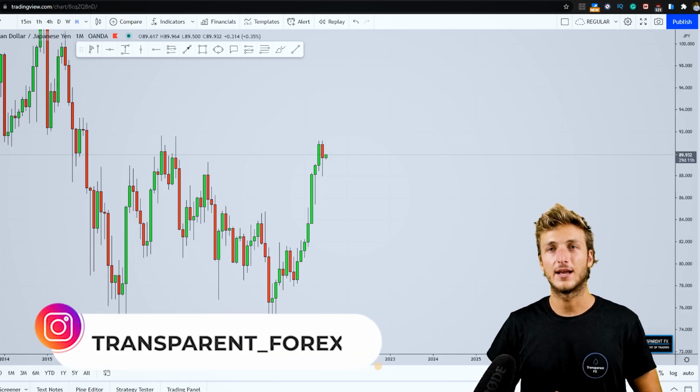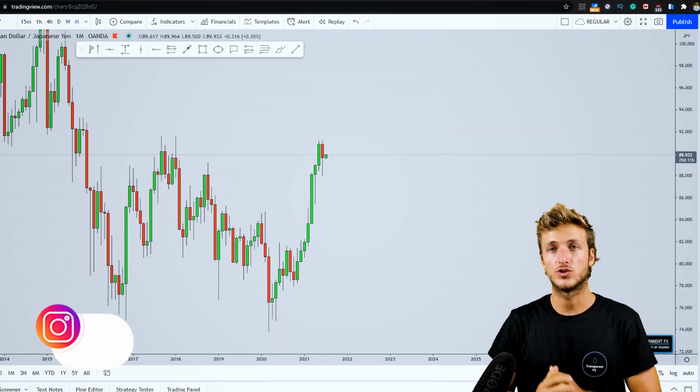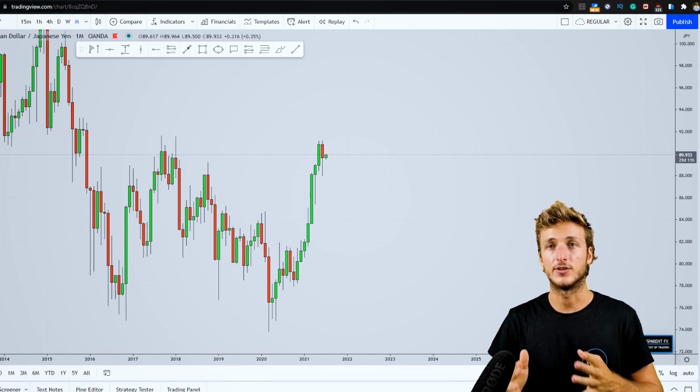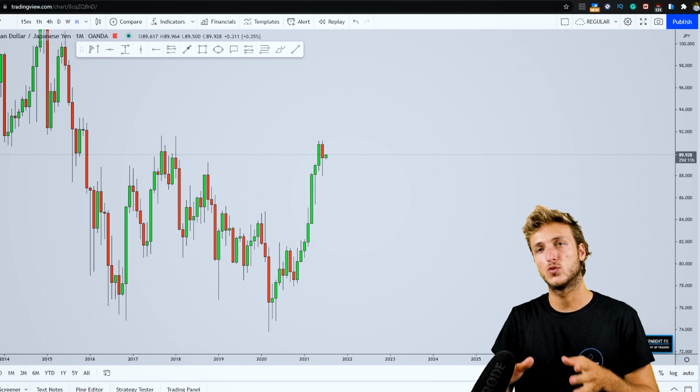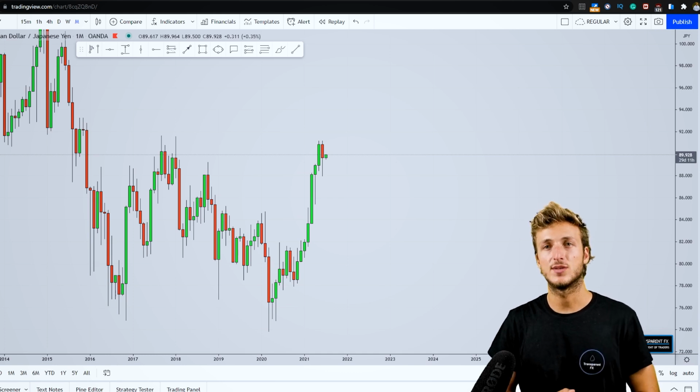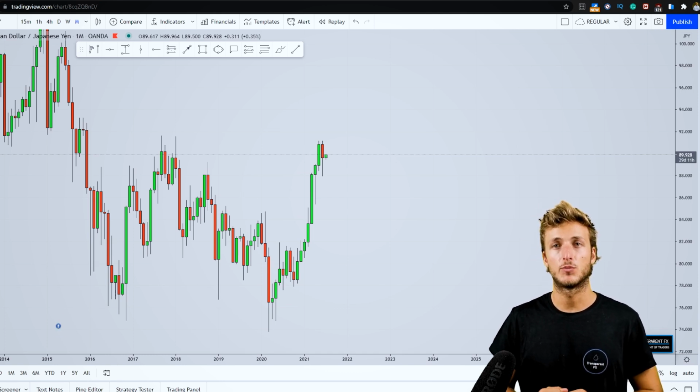Okay, so let's make a full breakdown of the situation that we currently have on CAD JPY. Now, why do I want to speak about CAD JPY? Because at the moment we do have quite interesting price action and structure for a potential opportunity.